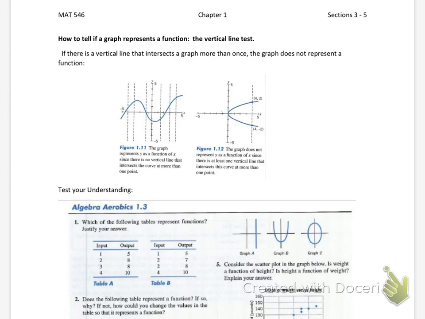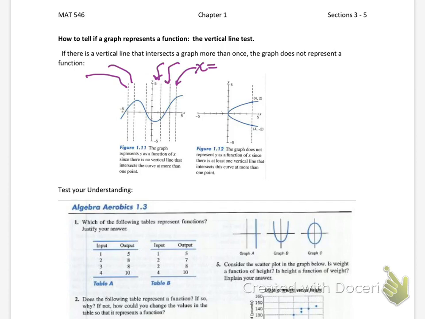So do you see all of these lines right here that are dashed? These are all vertical line tests, or vertical lines. If you were writing equations, they are all x equals lines. Okay, so if there is a vertical line that intersects a graph more than once, then that graph does not represent a function. All right?